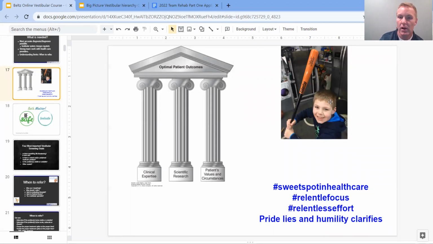My son Liam loves to use wooden bats to play baseball, and he has learned that if he's going to use a wooden bat, he's got to hit the ball right on that sweet spot to get the most pop, to be competitive with his friends who are using metal bats. And so I think this is the sweet spot when we provide vestibular rehabilitation, combining all 3 of these elements.